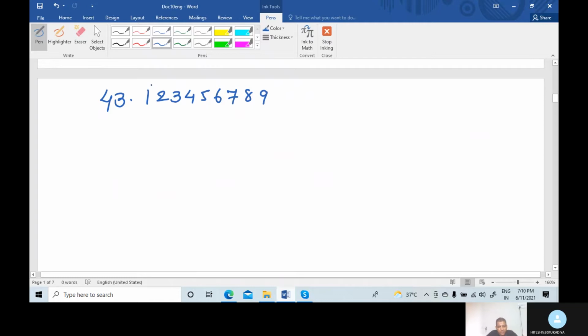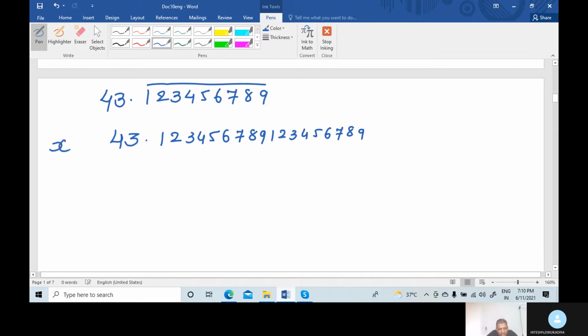Here we suppose this first one has a bar sign. Now convert the number into simple form. 43.123456789, again 123456789. You can write it again. Okay, here we suppose this number is x, right? Is that clear? After the decimal, 9 digits are repeated here, digits 1 to 9 repeated.